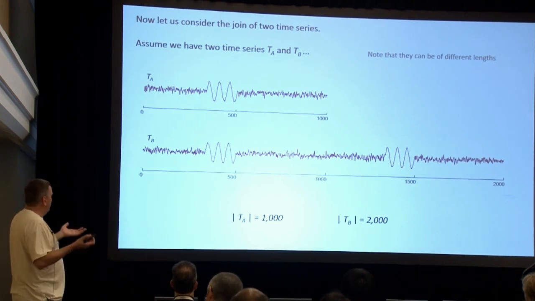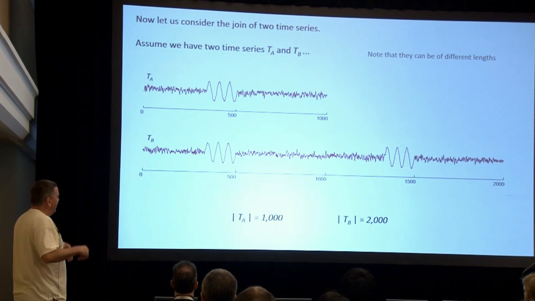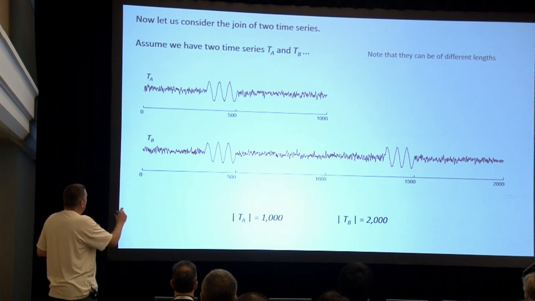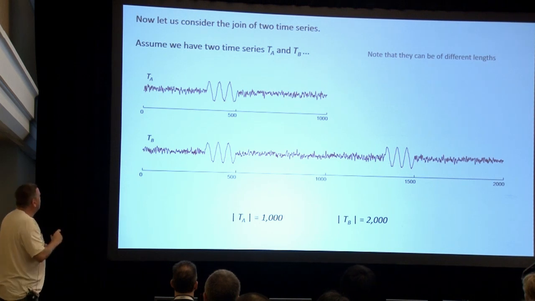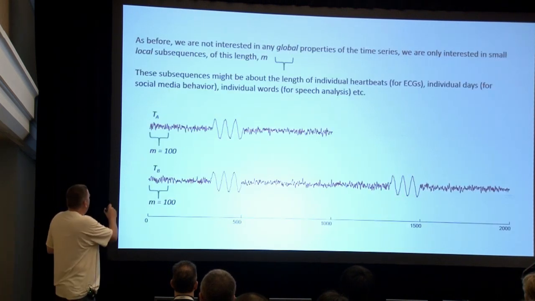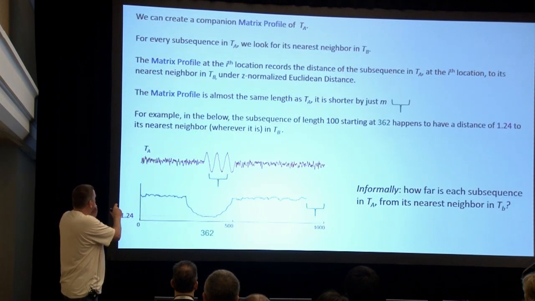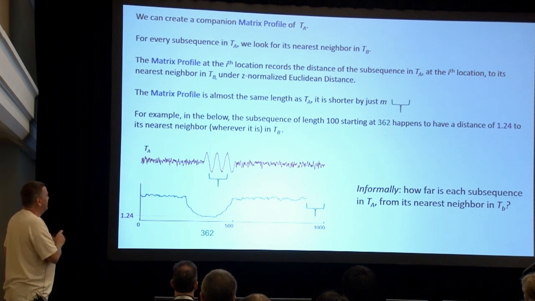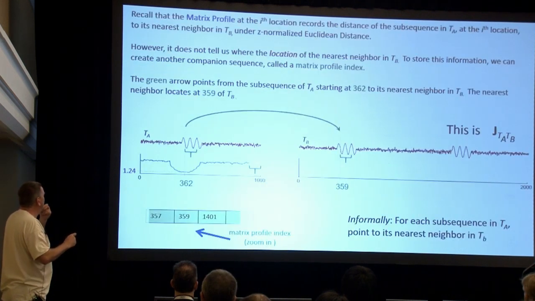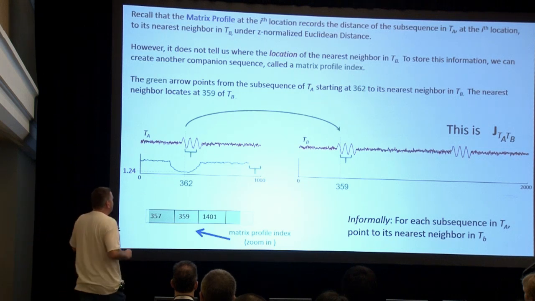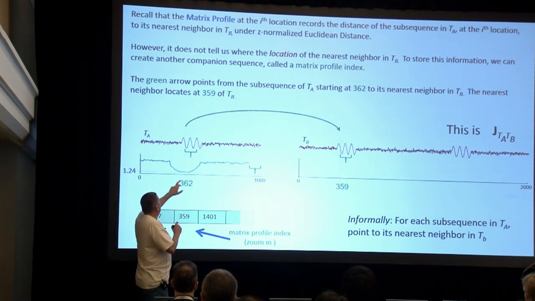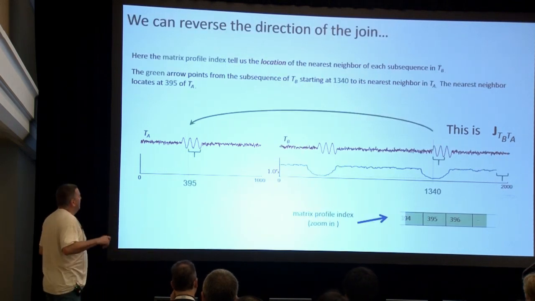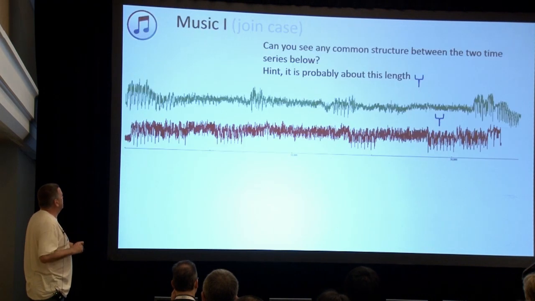Before I get there, here's the basic intuition, but actually I can kind of gloss over this. It's almost identical to the simple case we've already seen before. Instead of having one time series, now we have two. We have A and B, and we can join the subsequences of A with the subsequences of B. We're going to create a matrix profile for whichever time series is the target. And as before, we have an index here, and the index, of course, now goes from this time series to that time series. And we can reverse direction. Okay, so I'm going to gloss over all that.